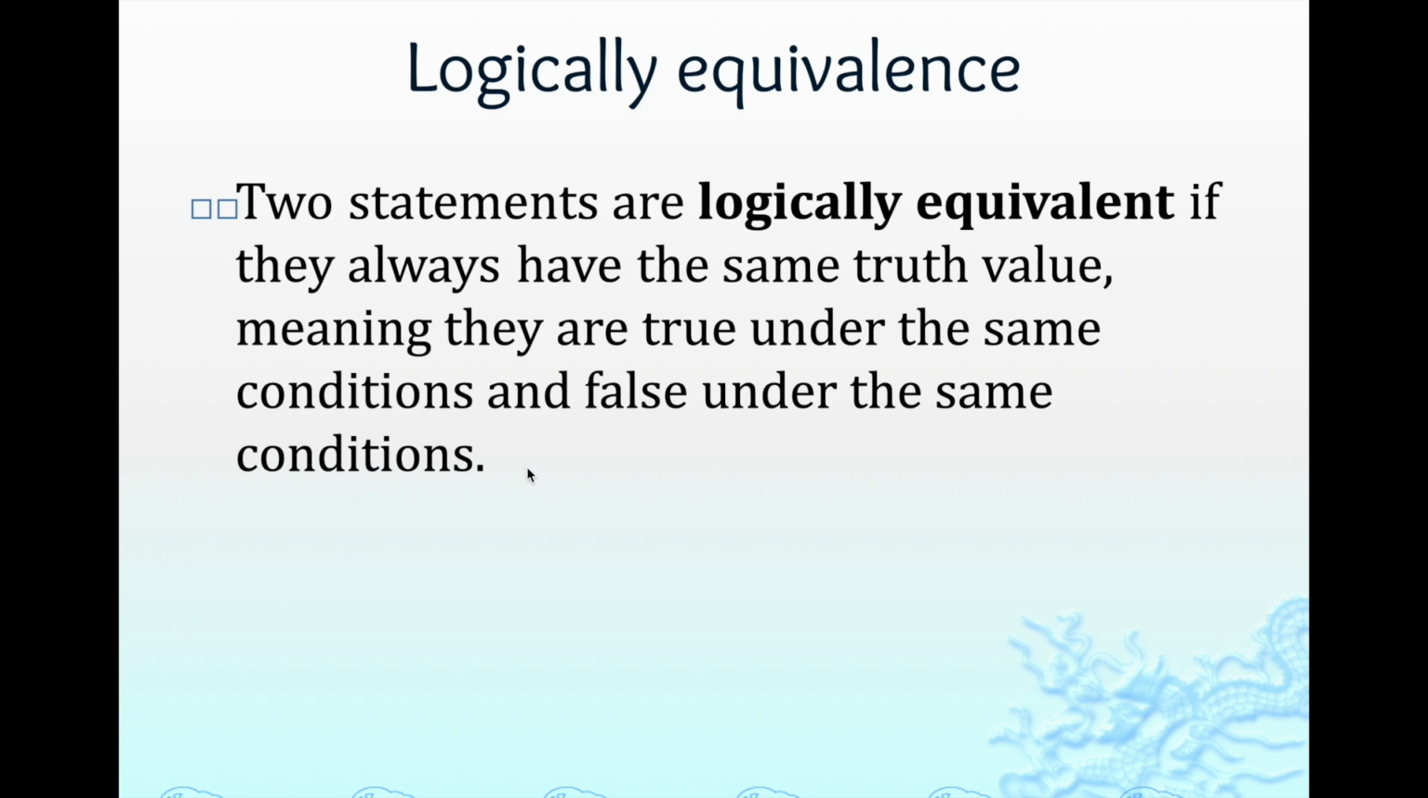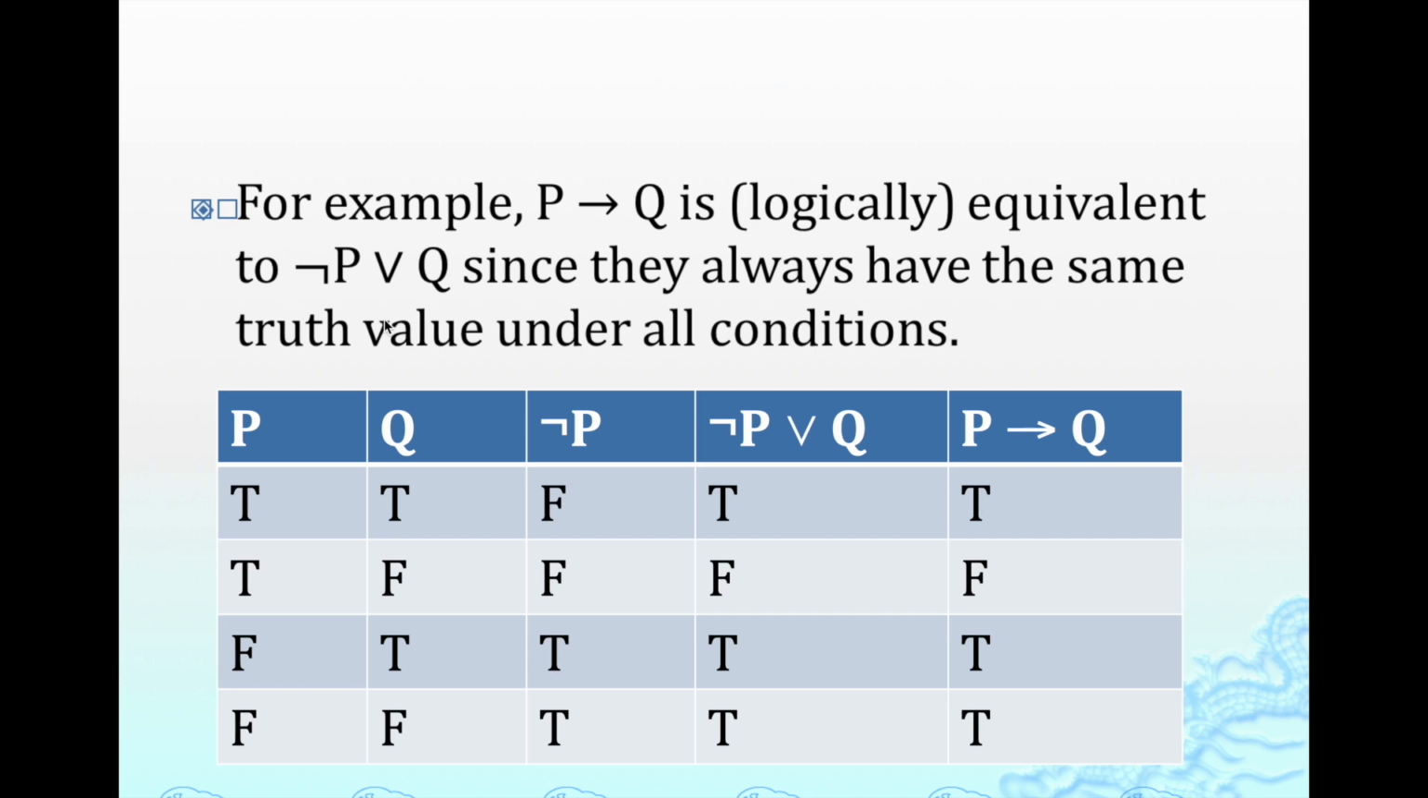So let's take an example. For example, P implies Q is logically equivalent to not P or Q since they always have the same truth value under all conditions. So here you can just notice that not P or Q and P implies Q both have a sequence of TFTT and TFTT here. So you can notice that they have the same truth values under all conditions. So they are logically equivalent.